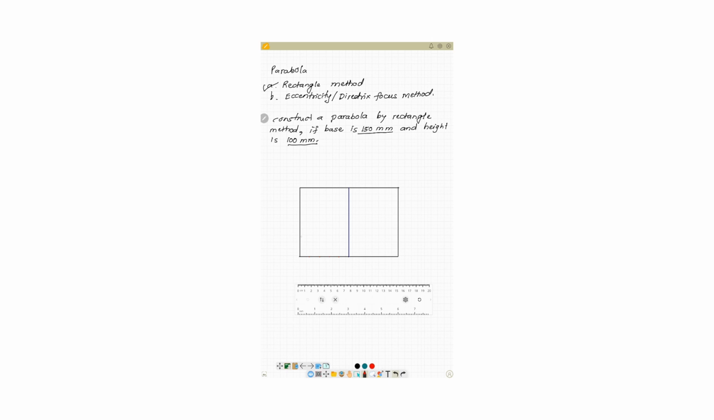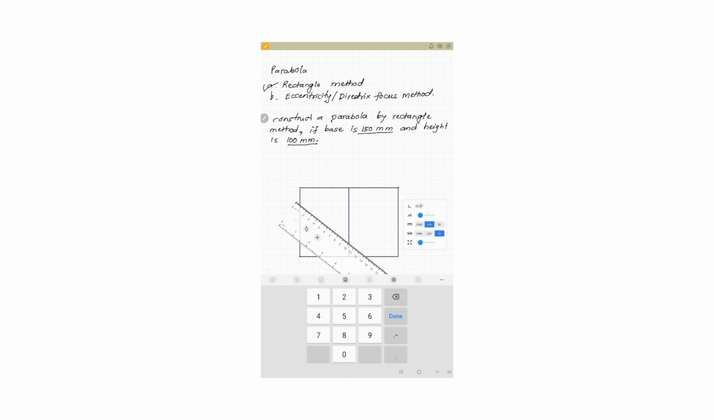Similarly, I need to divide this vertical side of the rectangle, which has a dimension of 100 mm, into 5 equal parts. I can do it by a distance of 20 mm, so each division will be equal to 20 mm.